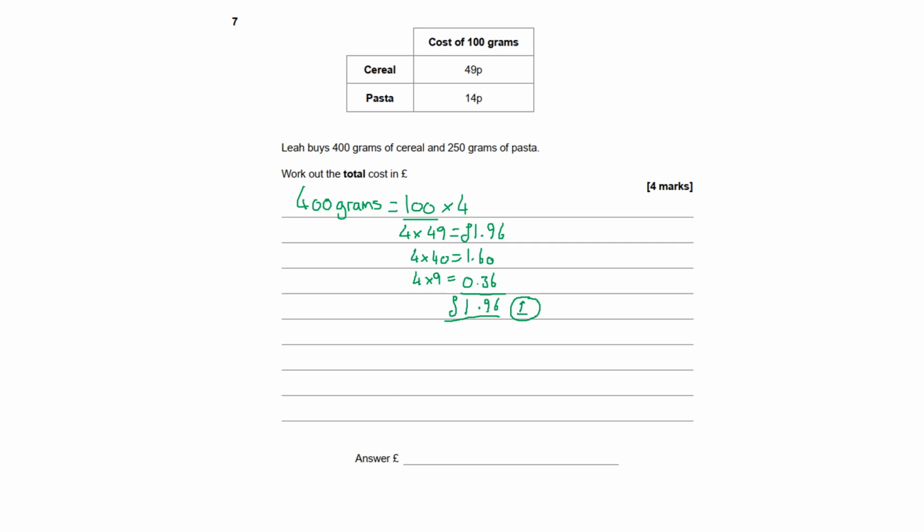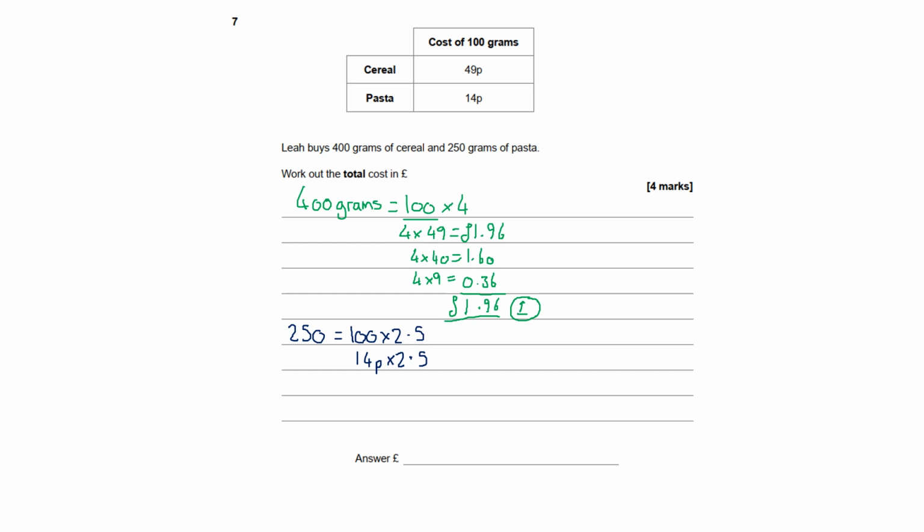But then Leah is not finished, because she also wants some pasta. And she's got 250 grams of pasta. So let's think about this one. Let's do this in a purple colour. So I reckon that 250 grams of something is sort of like 100 grams, but 2.5 times bigger. Yeah, because it's times 2.5. And remember, this one's pasta, so that's 14 pence times 2.5.